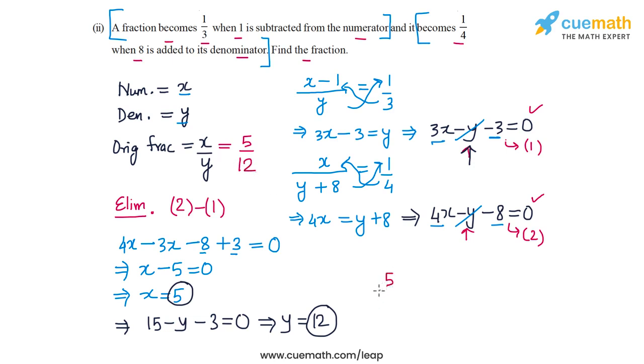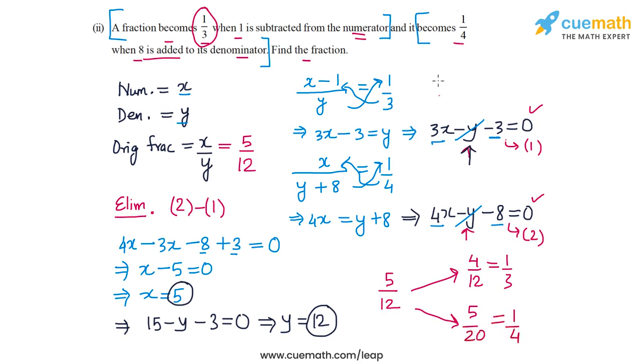So 5 by 12 is our answer. The problem says a fraction becomes 1 by 3 when 1 is subtracted from the numerator. So if 1 is subtracted from the numerator, we get 4 by 12, which is 1 by 3. So that aligns with this first piece of information. And if we add 8 to the denominator, the new fraction becomes 5 by 20, which is 1 by 4, and that aligns with the second piece of information given to us. So the original fraction is 5 by 12.